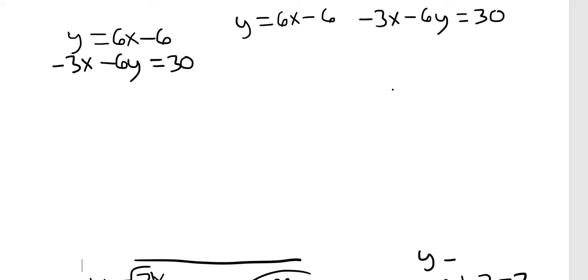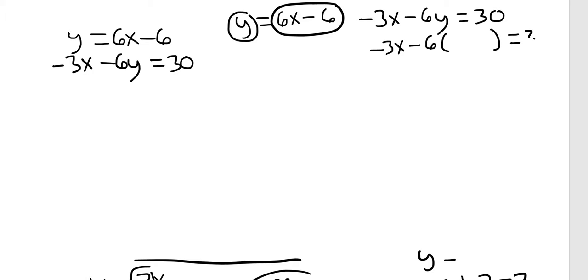Our second step is we solve one of the equations for one of the variables. And in this case, y has already been solved. It's already alone. We know that y is equal to 6x minus 6. So what we're going to do is take our second equation and replace the y in our second equation with 6x minus 6. We're going to make a substitution there because we know that y is equal to that.